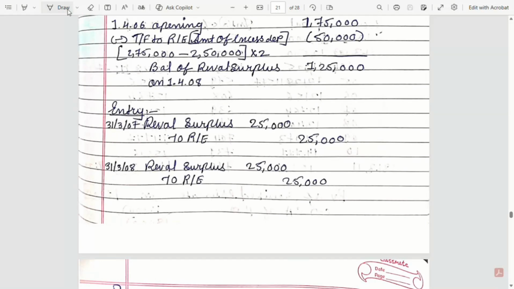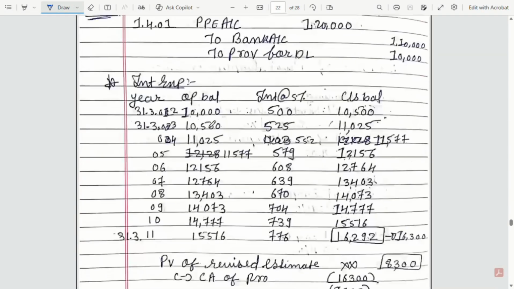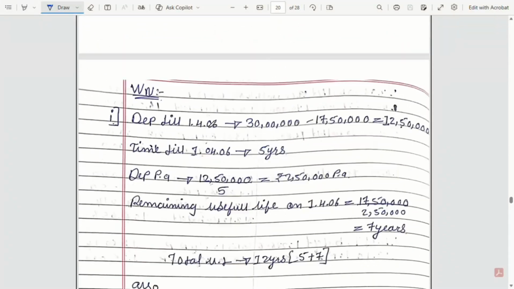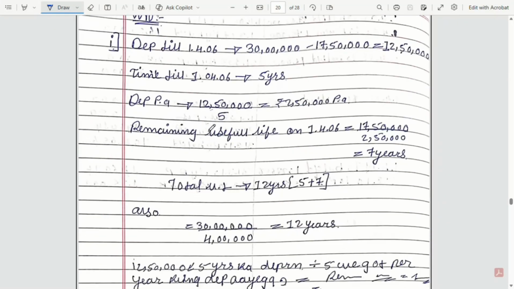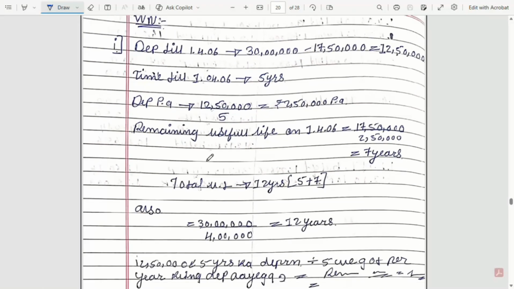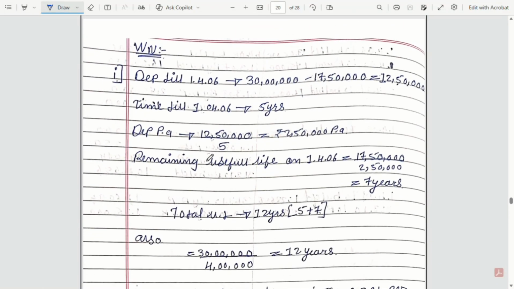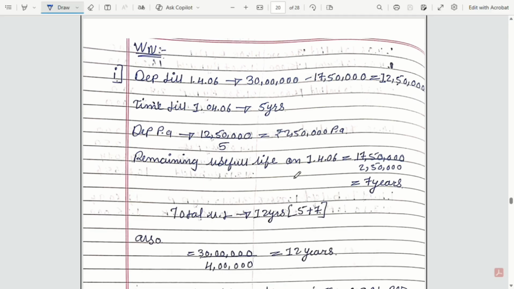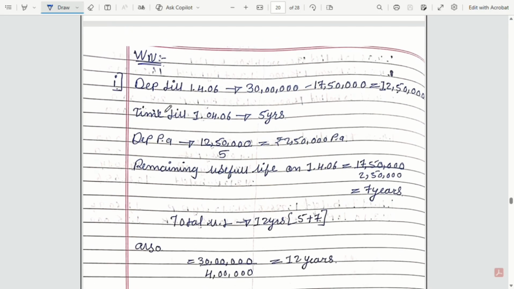See, firstly we'll see the notes जहाँ पे हम यूजफुल लाइफ कैलकुलेट करेंगे. सबसे पहले देखो हम लोग को क्वेश्चन में यूजफुल लाइफ दी नहीं है, सिर्फ बोला है कि 2008 में रिमेनिंग यूजफुल लाइफ इज 8 years. तो हमें टोटल यूजफुल लाइफ पहले तो पता करनी पड़ेगी. वो कैसे करेंगे? सी, पहले तो वी विल बी गोइंग टू कैलकुलेट डेप्रिसिएशन टिल 1st April 2006.